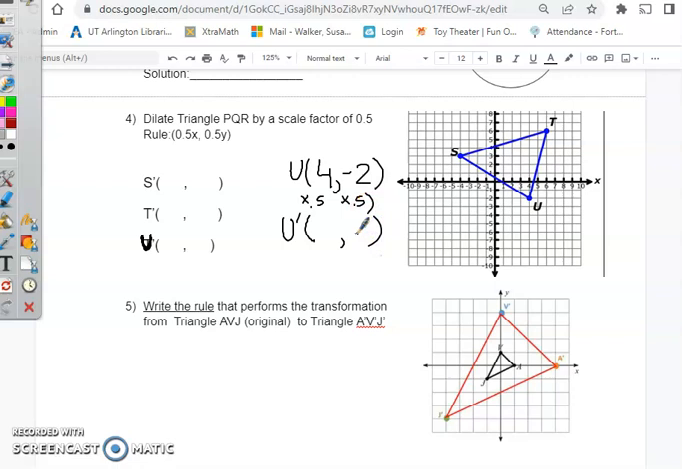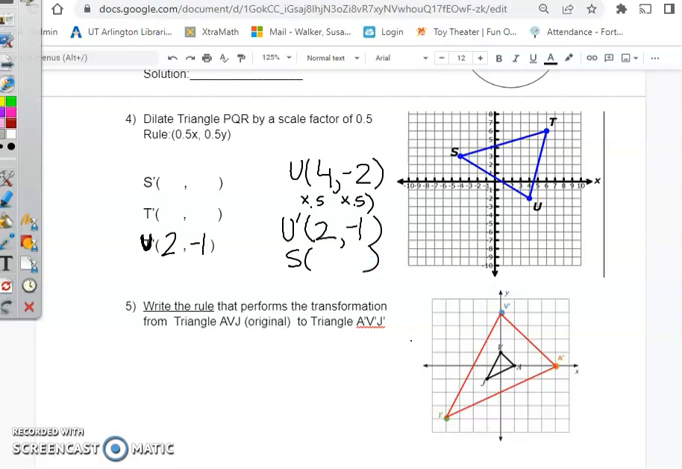Okay? So punch this into the calculator. 4 times 0.5. And you should get 2. Now multiply -2 times 0.5. And you should get -1. Okay? So now you try with this.